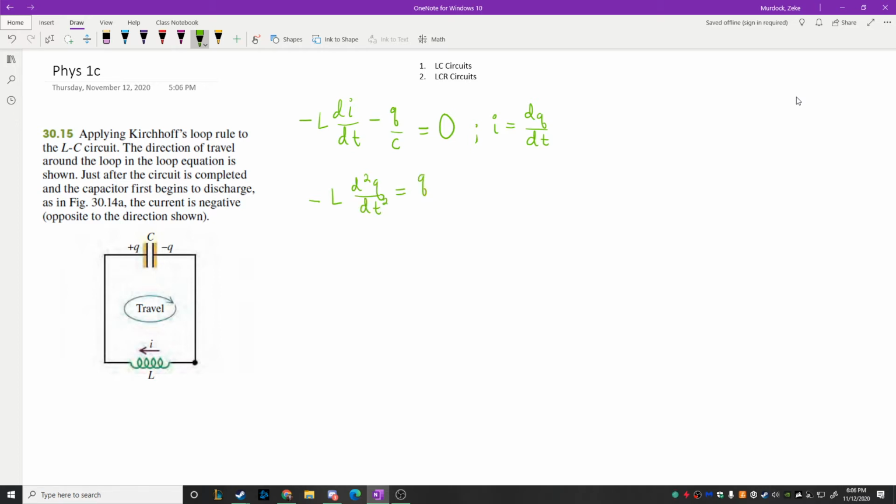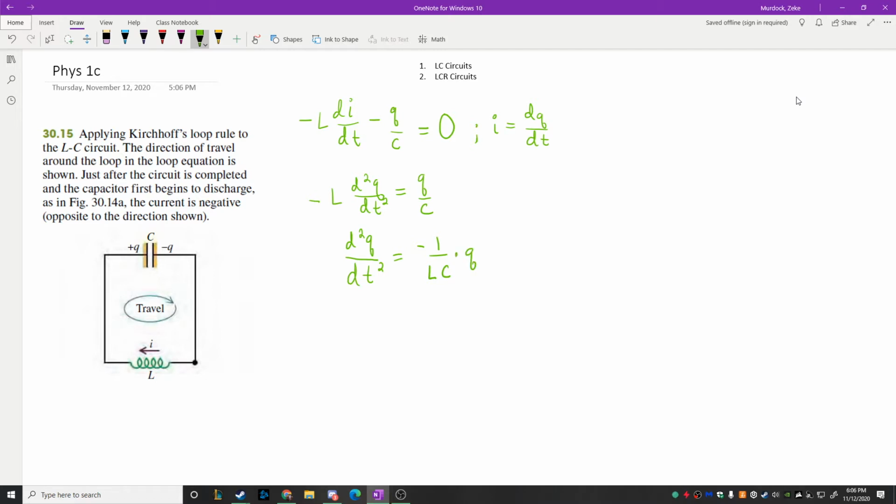And move the Q over C to the right-hand side. Move the L to this side as well. And we'll get this expression: if we take the second derivative of the charge on the capacitor plate with respect to time, this should be equal to negative 1 divided by LC multiplied by the charge.